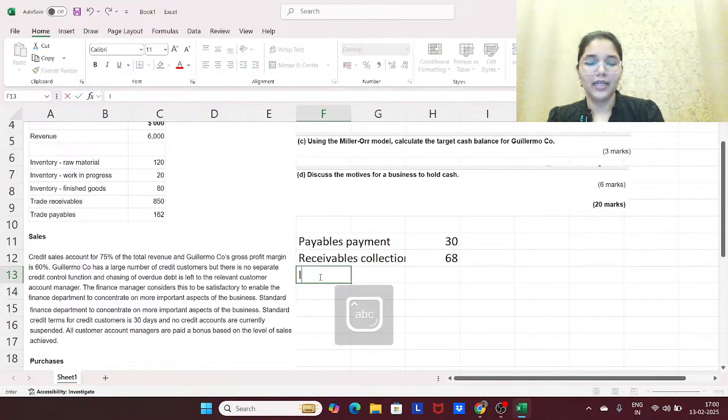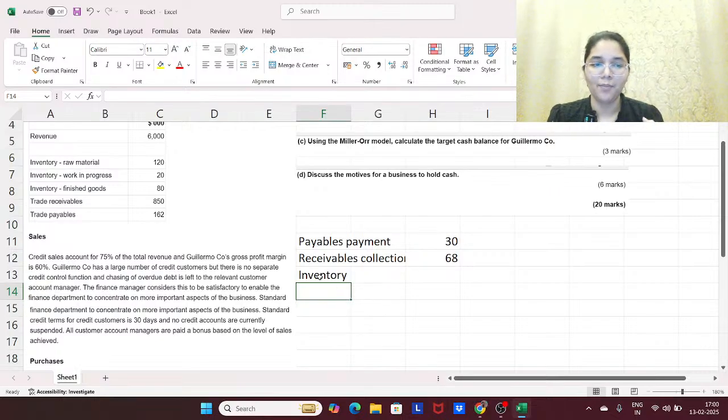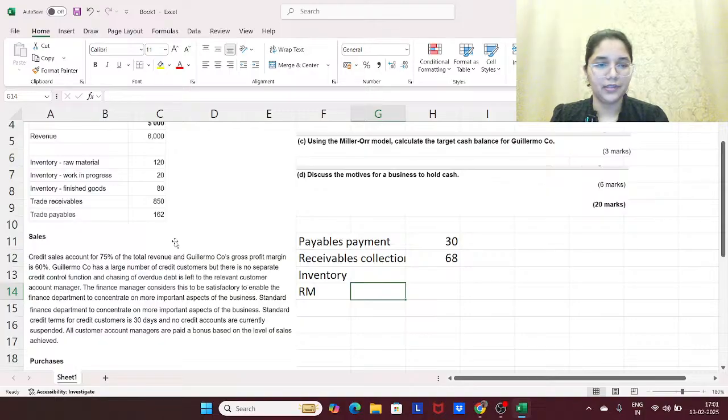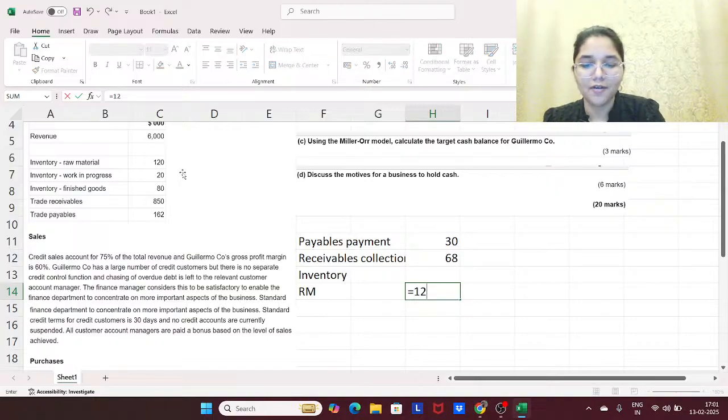Now, we will talk about inventory. Inventory in this question is divided into in its full 3 parts. Firstly, we will talk about raw material, then work in progress and then finished goods. So, raw material, let us calculate for that. Firstly, how much is the raw material that we hold with us? This is given to us as 120.